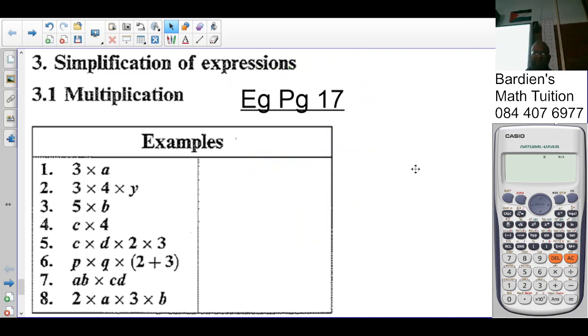Okay. So write this down. You write down the 8 examples. Next to it, you write what you think the answers are going to be. So do that for me quickly.